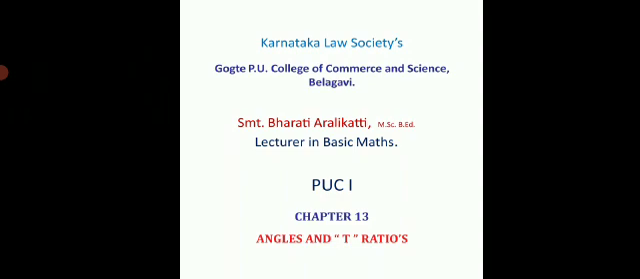So we have already started in the offline class chapter number 13, that is angles and trigonometric ratios. So let us continue with the chapter. The first question is, the angles of a triangle are in the ratio 3 is to 4 is to 5. Find them in radians and degrees.